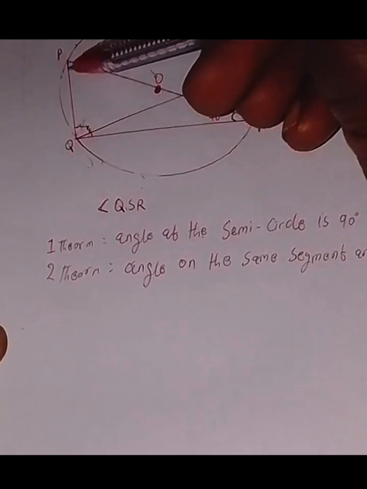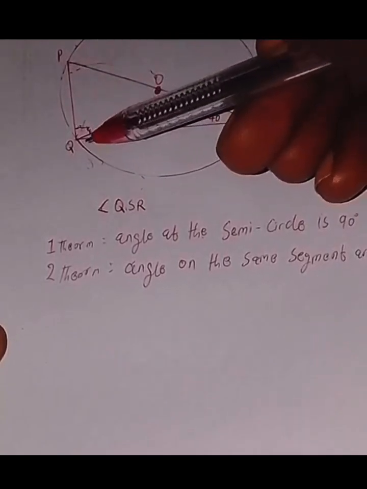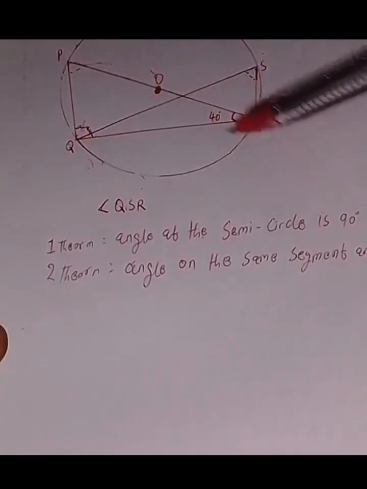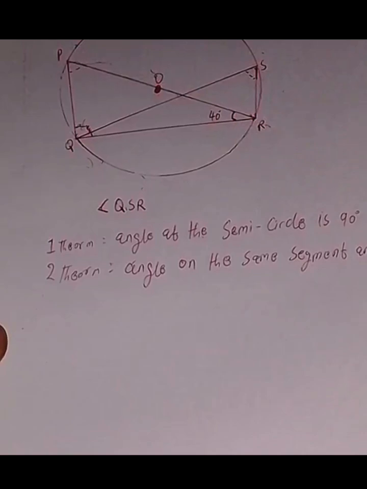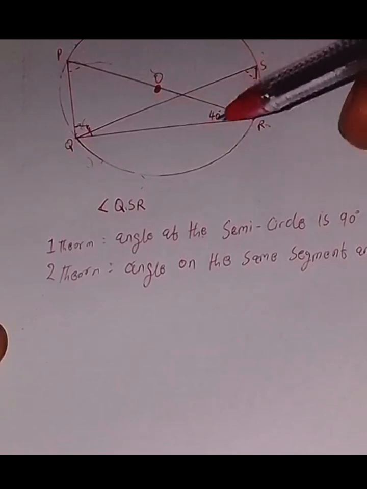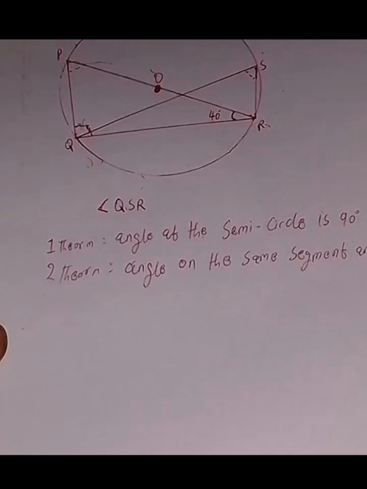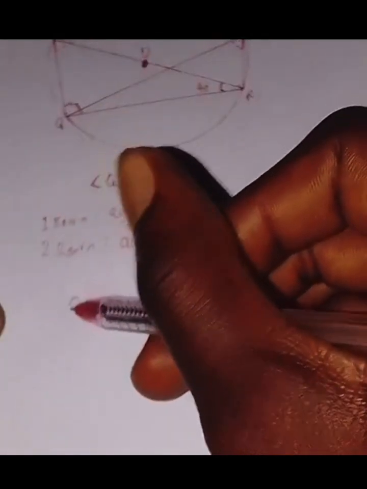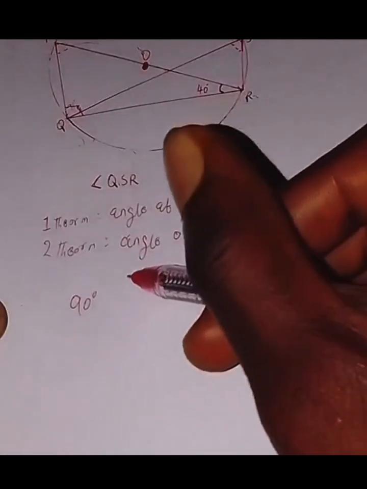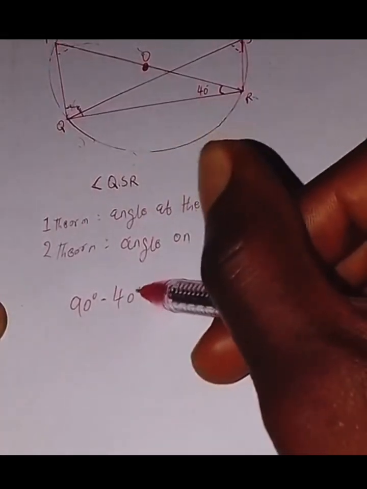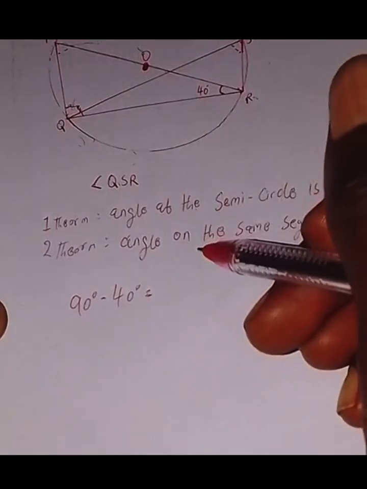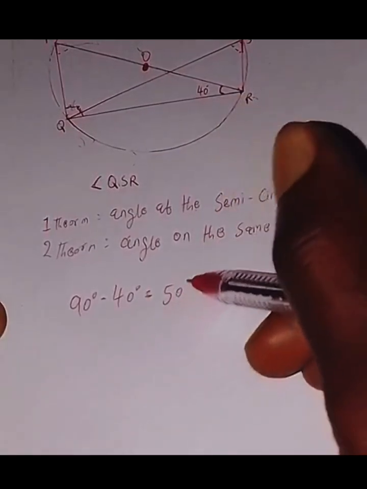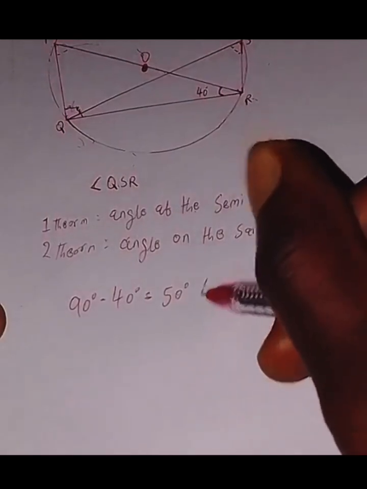To get the remaining part, which is angle QPR, it will be 90 degrees minus 40 degrees. And why? Because the angle in a semicircle is 90 degrees. So let's work that out. 90 degrees minus 40 degrees gives us 50 degrees.